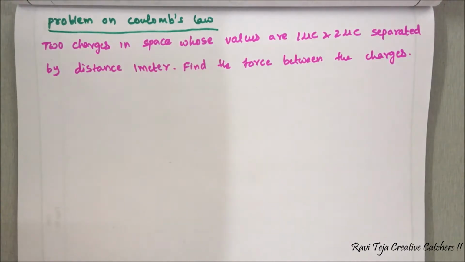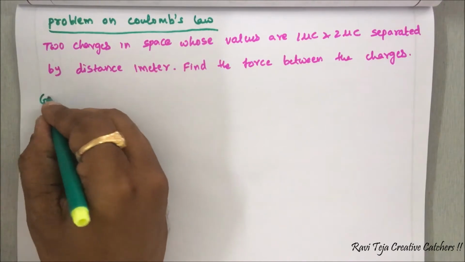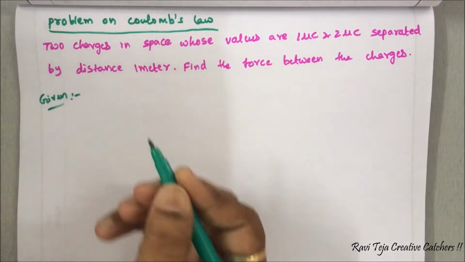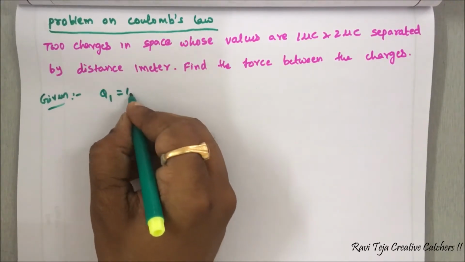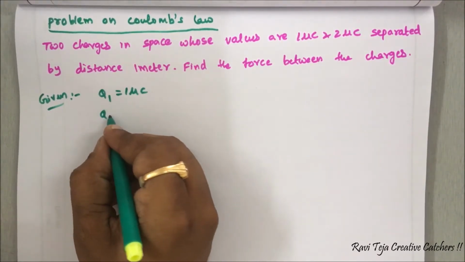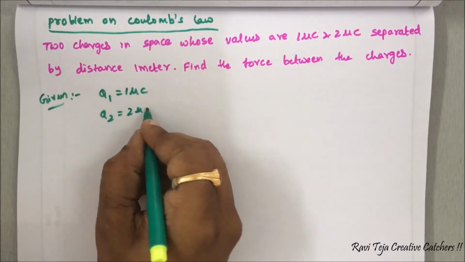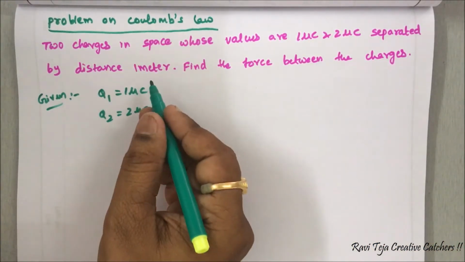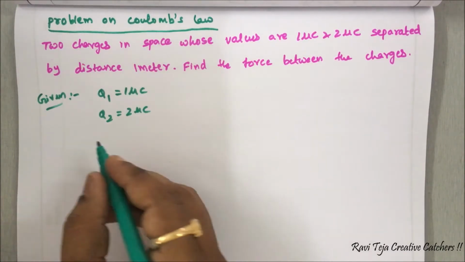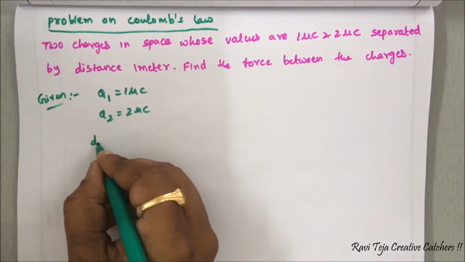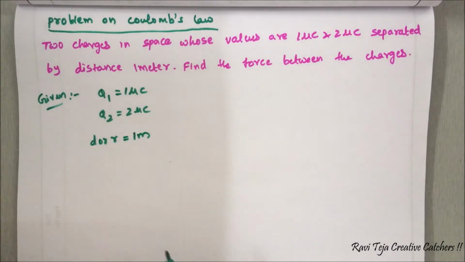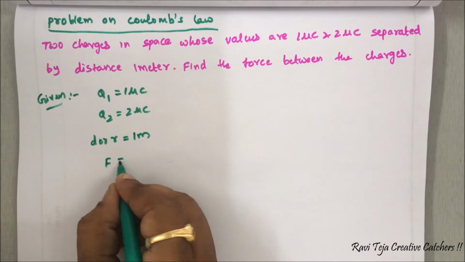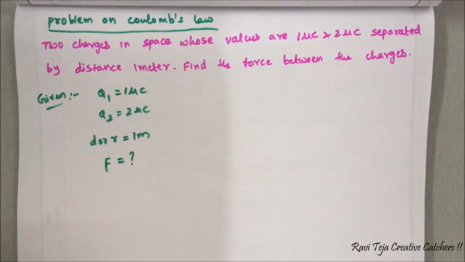So what is given here? Two charges are given. Let us say charge 1, Q1, is 1 microcoulomb, Q2 is 2 microcoulomb, and they are separated by a distance of 1 meter. So as per our statement, distance d or r is equal to 1 meter. So what we need to find? We need to find the force F.